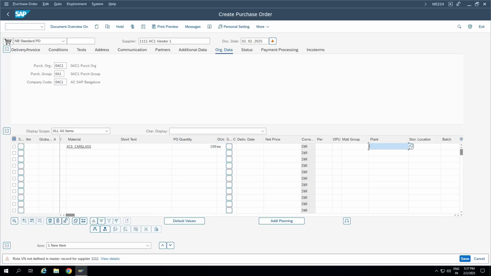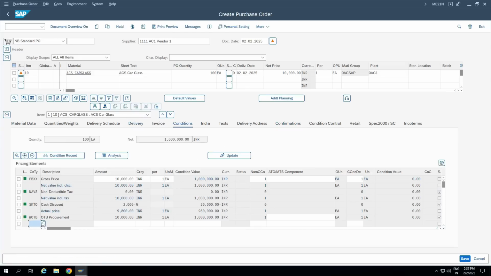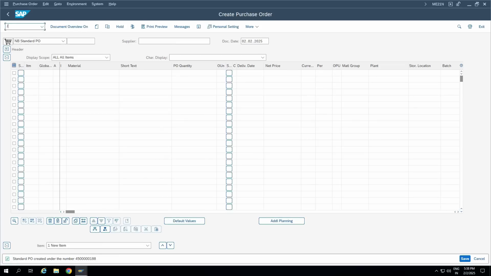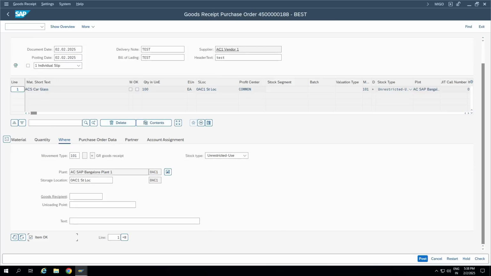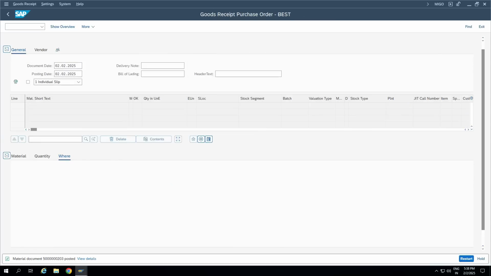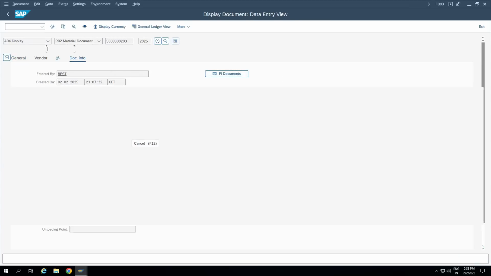This is my plant. And first, I'll go to conditions, and here I'm going to give a price different from 10,000. It is 10,000 in the material master, but now I'm making it 20,000. So I'll see what the impact is here. The PO is created. We'll post the goods receipt. Let us display this document and we'll see the FI documents.